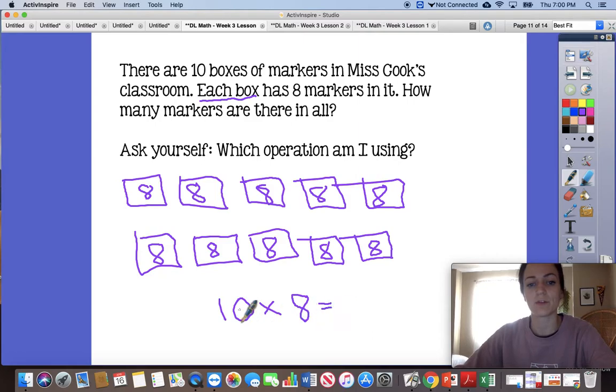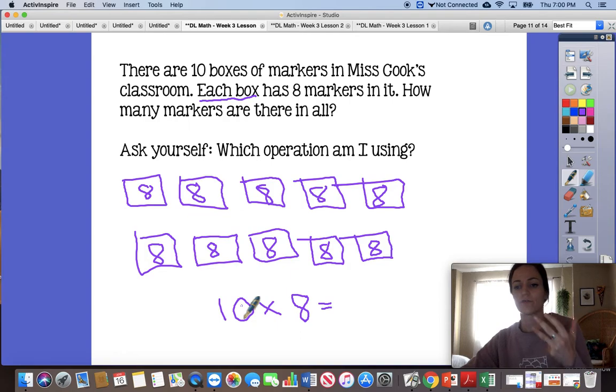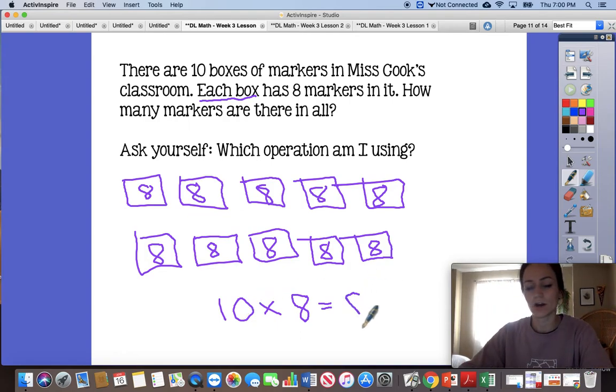And remember, when we multiply by 10, we can just count by our 10s 8 times. 10, 20, 30, 40, 50, 60, 70, 80, okay? Or remember, when we multiply by 10, all you have to do is add a 0 to whatever number you're multiplying by. So 10 times 8 is 80, okay? We multiplied in this problem because we had equal groups multiple times, right? 8, 8, 8, 8, which you could add in this one. You could say 8 plus 8 plus 8 plus 8 plus 8, but that's going to take you a really long time. That's why multiplication is quicker, right?